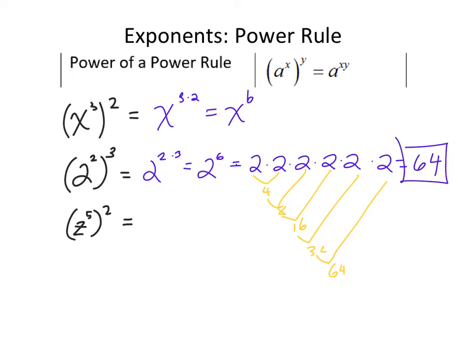Z to the fifth power raised to 2. This is going to become z raised to 2 times 5, which is 10.